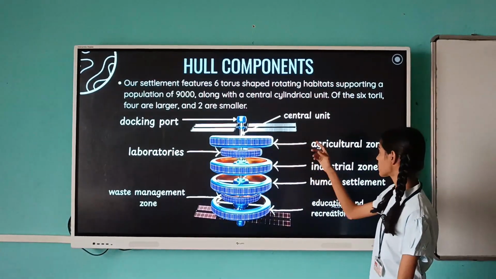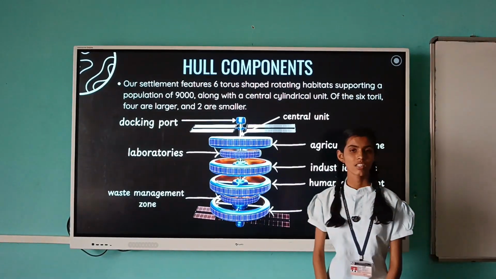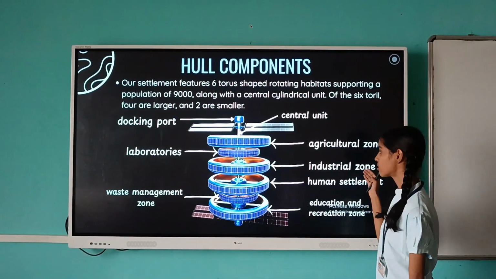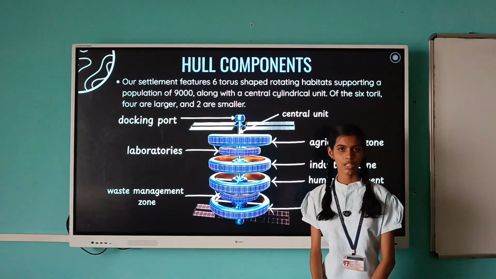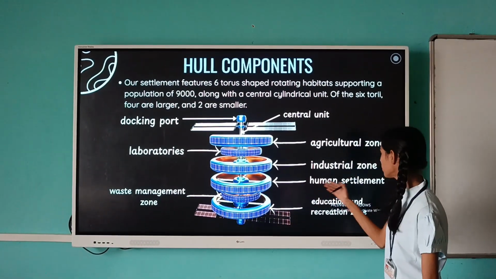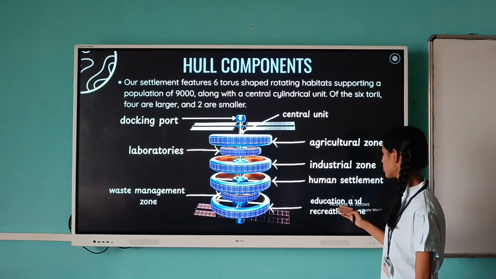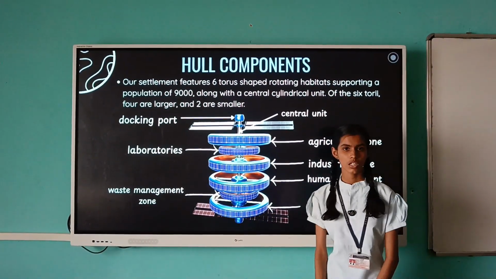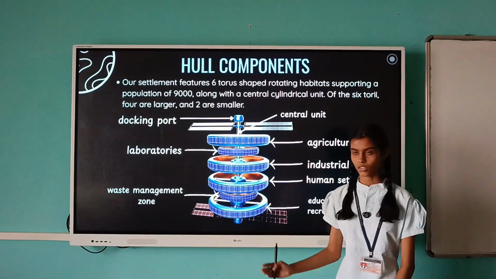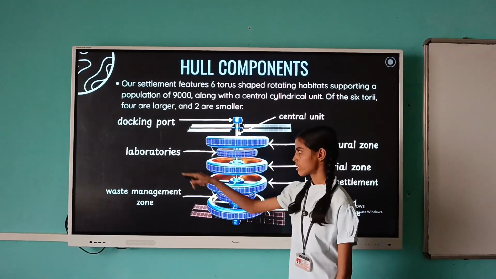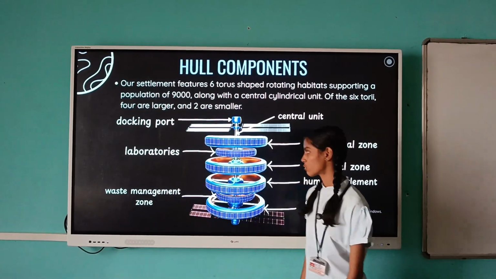The topmost torus is the agricultural zone in which various agricultural activities will be performed. The second torus will be the industrial zone in which the raw materials will be converted into processed ones. In the human settlement zone, the actual 9,000 population resides. In the education and recreation zone, various educational institutions and other leisure activities will be provided. Coming to the 2 small toruses, they will have additional facilities for laboratories and waste management.